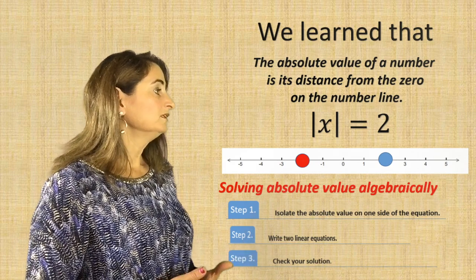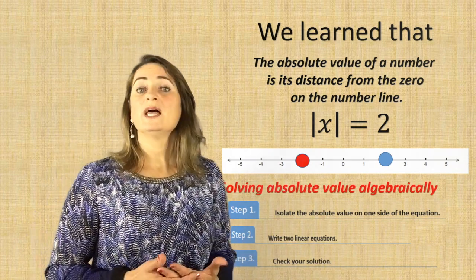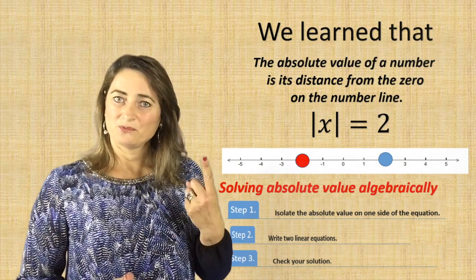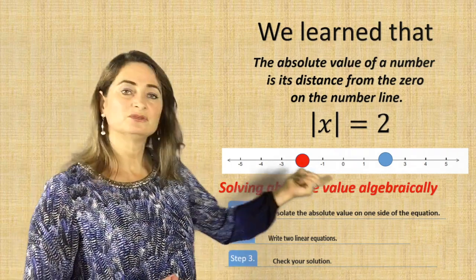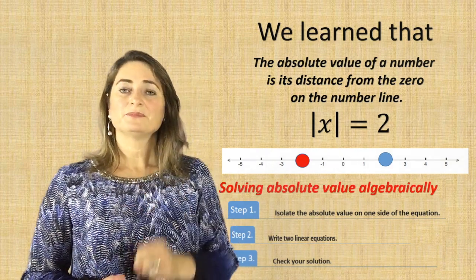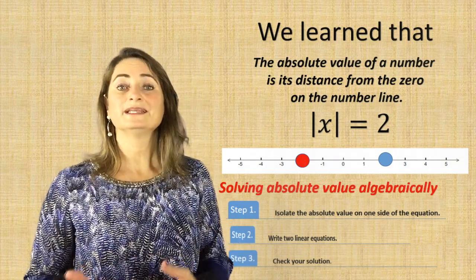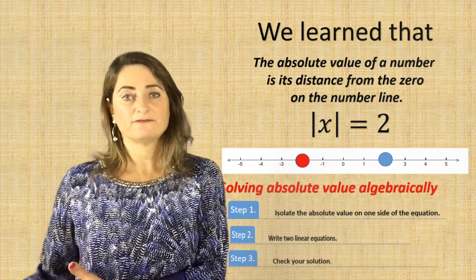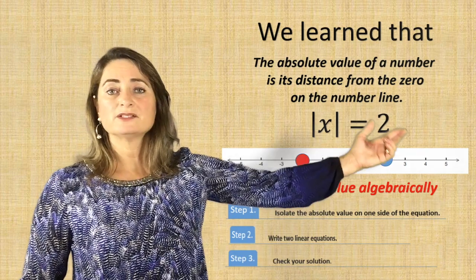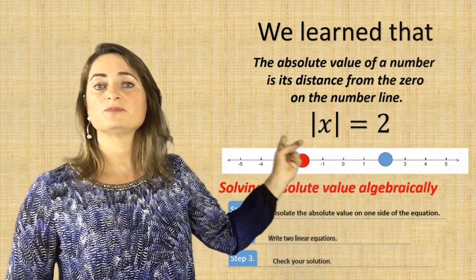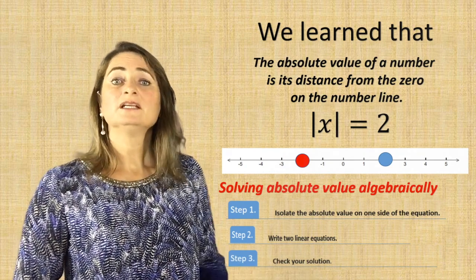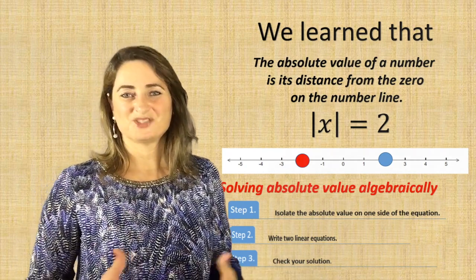We also learned solving absolute value algebraically, following those easy steps. Step number 1 is to isolate the absolute value on one side of the equation using inverse operations. Step number 2 is to write the two linear equations and solve for that variable. Why do we write two linear equations? Because one answer should be positive and the other answer should be negative, because they make the same distance away from the zero. Lastly, check your solution to make sure it's right.